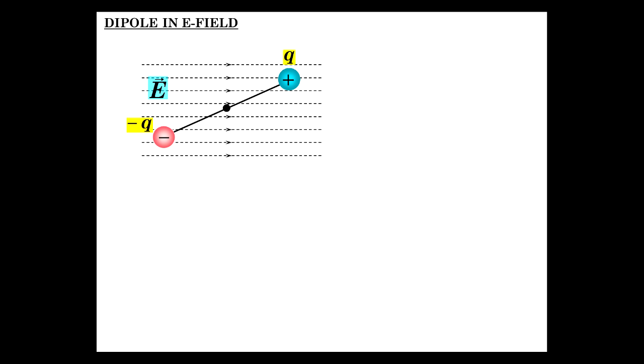So a dipole has an overall charge that's zero, but it has polarity. Right, so i.e. the water molecule. So we have equal and opposite charges on both sides.